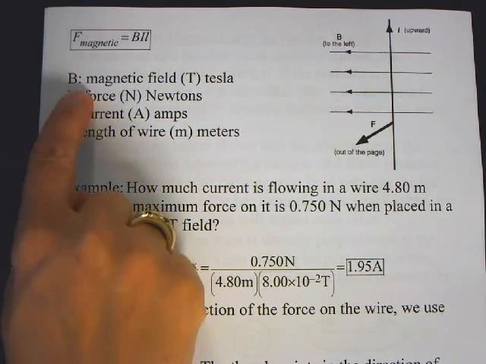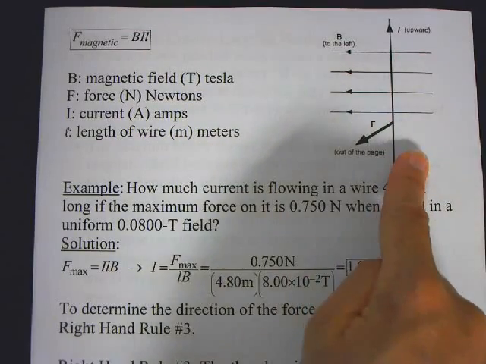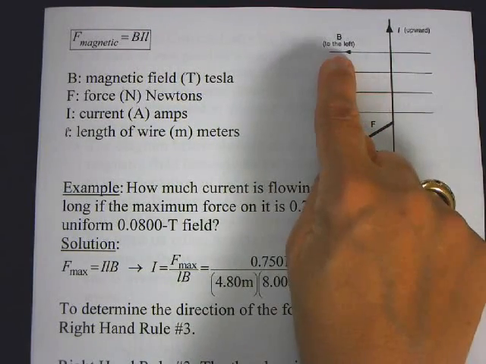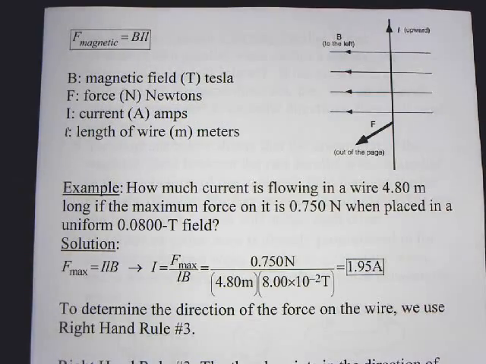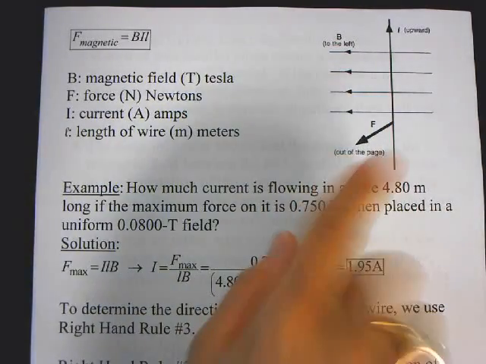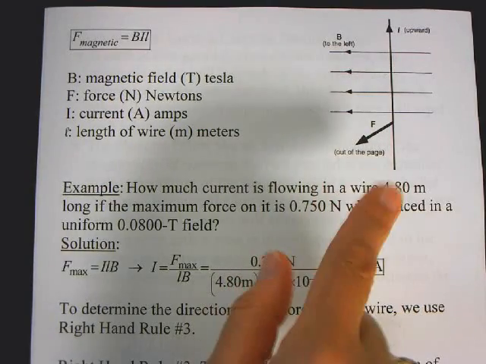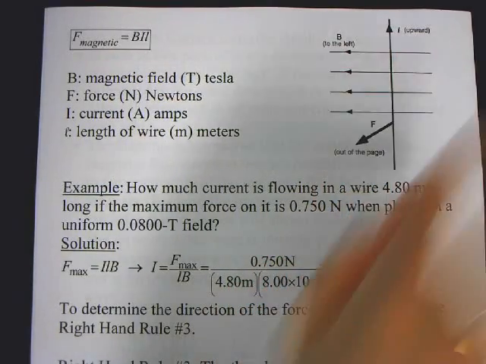And here's a diagram here. So if the magnetic field is going this way and the current is going up, the force is going to come out of the page. So sometimes it's difficult when you're dealing with more than one dimension to show that on a flat piece of paper.